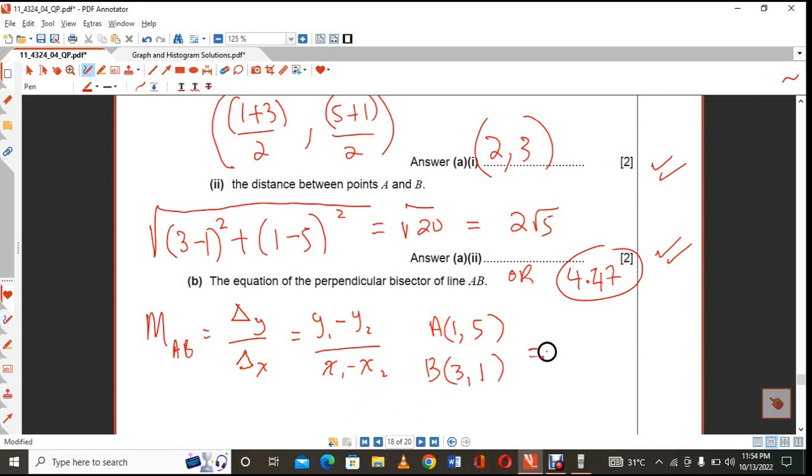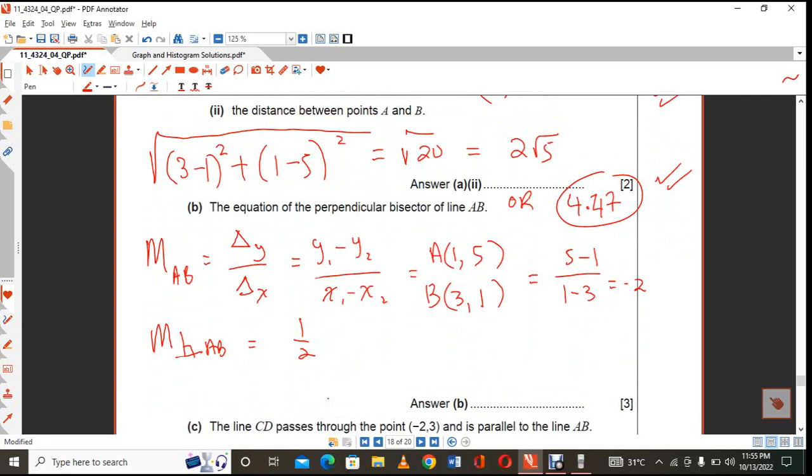So the gradient becomes 5 minus 1 over 1 minus 3, that's 4 divided by negative 2, which is negative 2. Why is this important? Because the gradient of the perpendicular bisector of AB will be the inverse of that, which is 1 over 2, and that has to be positive, because if you multiply the gradients of perpendicular lines, you should get negative 1. So the gradient of the line you are looking for is 1/2.